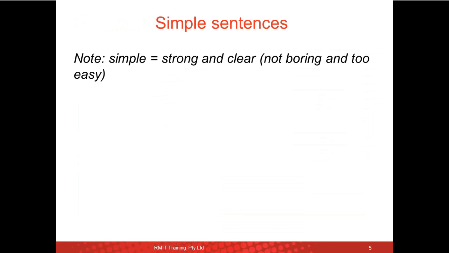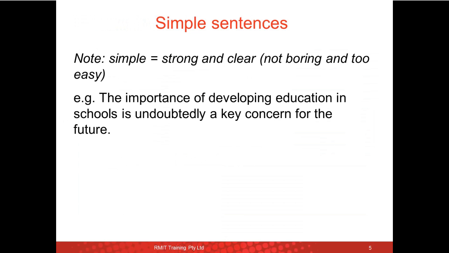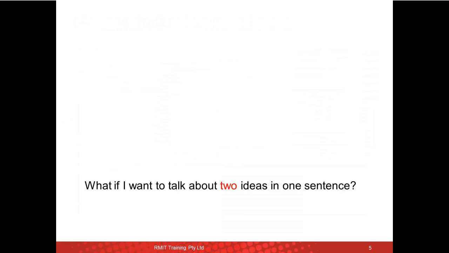Please remember that simple doesn't mean boring and easy. It's actually a very powerful and direct form of sentence with a strong idea. For example, the importance of developing education in schools is undoubtedly a key concern for the future, is a simple sentence, but there's nothing easy about it. But what if I want to talk about two ideas in one sentence?